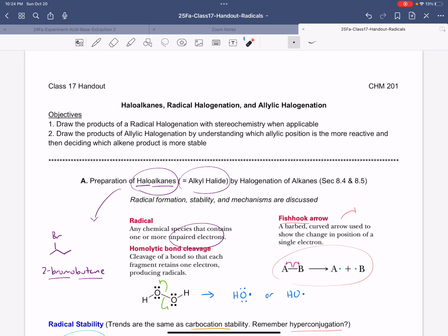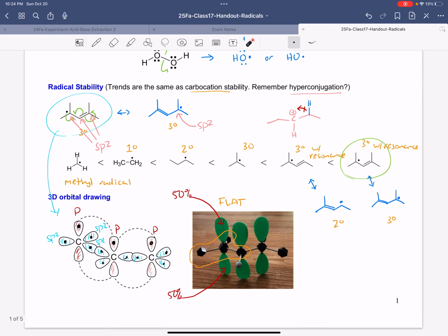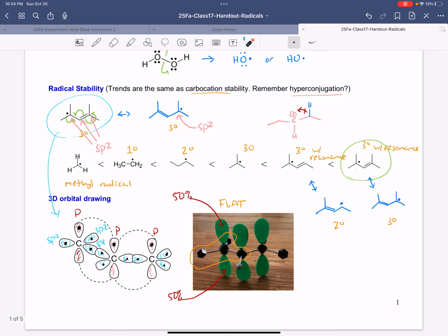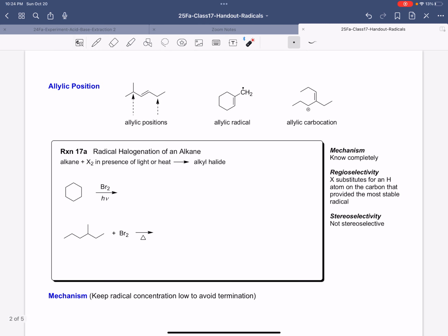I believe you've already watched the first video where we talked about page 1 of this new handout, and I took a look at the photograph of my model with all the p orbitals. Let's look at what page 2 has.